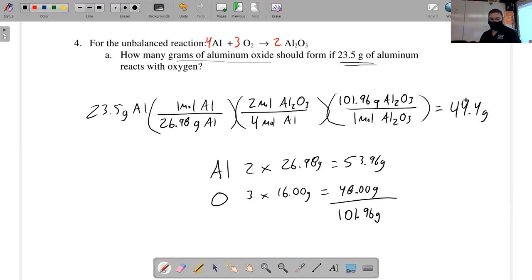And to assess how many significant figures you should have, just look at the number of significant figures in the value of the quantity, either the mass or the volume or number of moles. That's the amount you're starting with, 23.5 grams. You should get 44 grams of aluminum oxide.